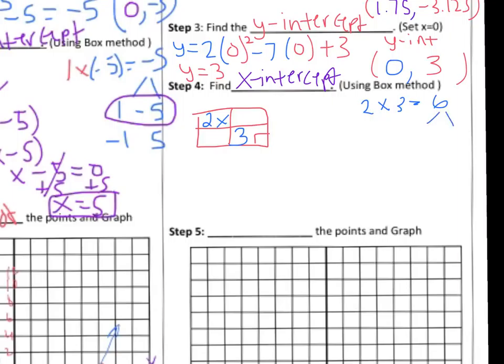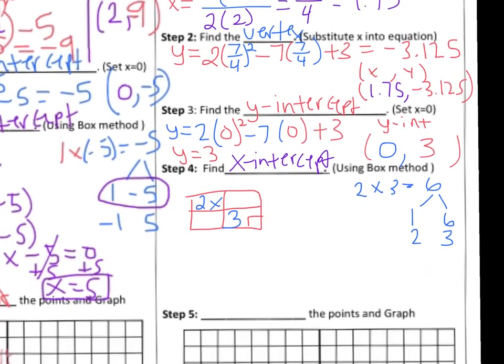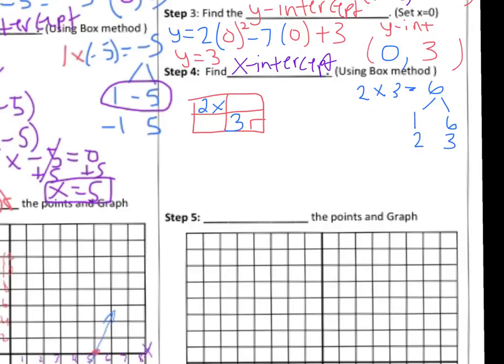Now we're going to list all the factors of 6. So 1 times 6 is 6, 2 times 3 is 6. Our goal is to find two of these factors that add to give our middle term, which is negative 7. So what two factors, when you add, will give you negative 7? In this case, it is negative 1 and negative 6. When you add negative 1 plus negative 6, that equals negative 7. That's what you want.